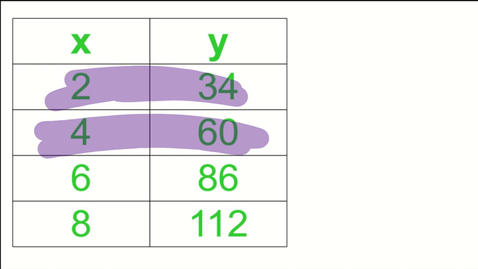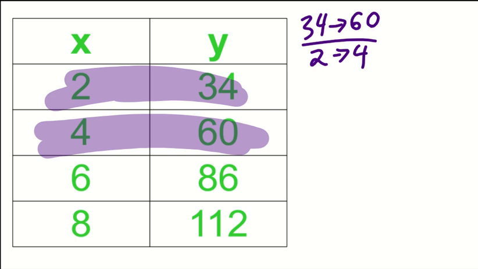And it works just like the ordered pairs, right? Change in y over change in x. So what are my y values? 34, 60. And my x values, we're going from 2 to 4. 34 to 60 is 26. If needed, you can always subtract 60 minus 34. 2 to 4 is 2. 26 divided by 2, 13.